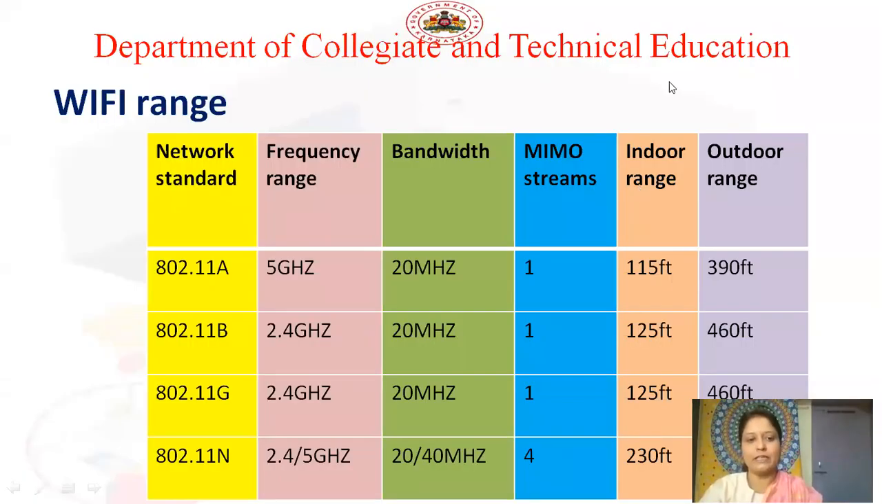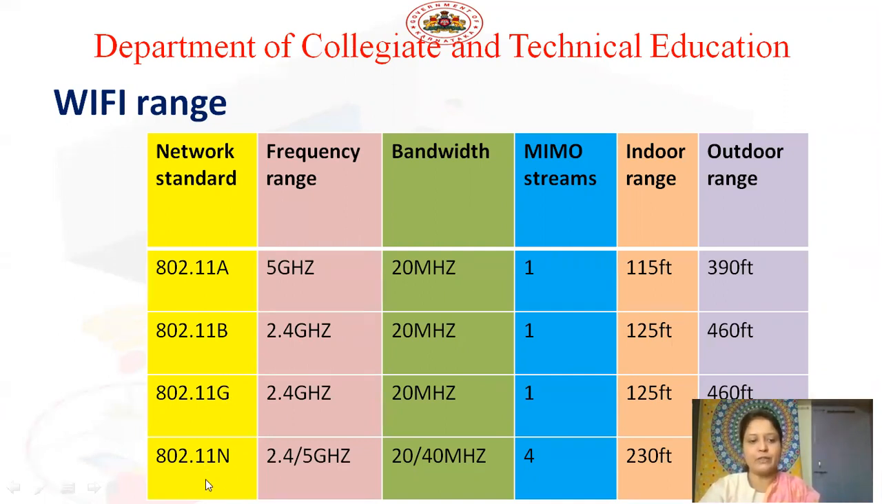Now 802.11b: the frequency range is 2.4 gigahertz, the bandwidth is 20 megahertz, the MIMO stream is 1, and the indoor range is 125 feet to 460 feet. Similarly, 802.11g: the frequency range is 2.4 gigahertz, the bandwidth is 20 megahertz, the MIMO stream is 1, and the indoor range is 125 feet and the outdoor is 460 feet.